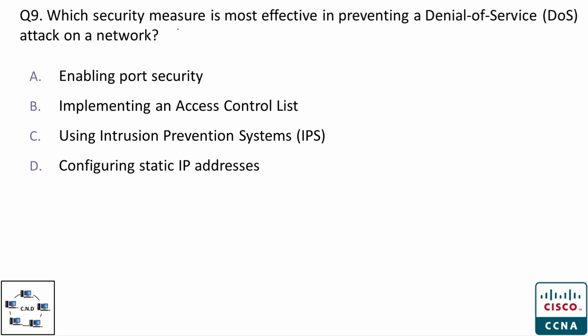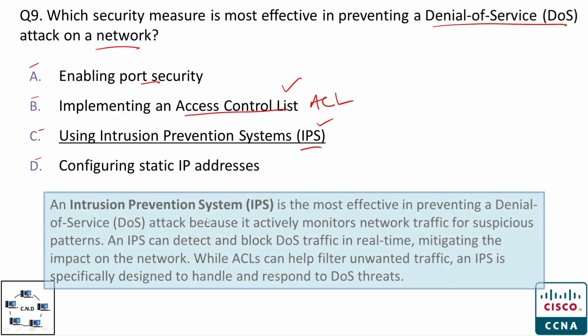Question number 9. Which security measure is most effective in preventing a denial of service DoS attack on a network? And the options are option A, enabling port security, option B, implementing an access control list, that is ACL, option C, using intrusion prevention system IPS, and option D, configuring static IP addresses. And the correct option is using intrusion prevention system, that is IPS.